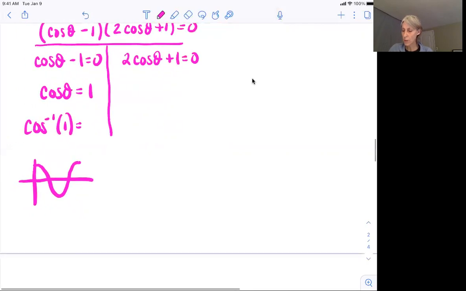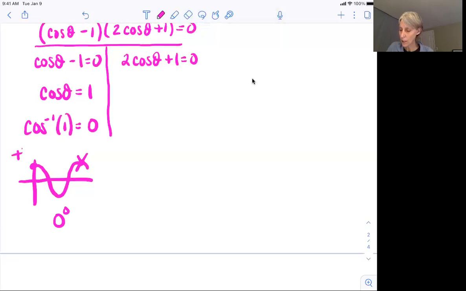What angle gives me a cosine of 1? Well, that's going to happen at 0 and 2 pi. But remember, we're not including that in our interval. So my answer is going to be 0. So be really careful when you recognize that your solution is going to be a quadrant angle. I would recommend using either the unit circle or the actual graph.